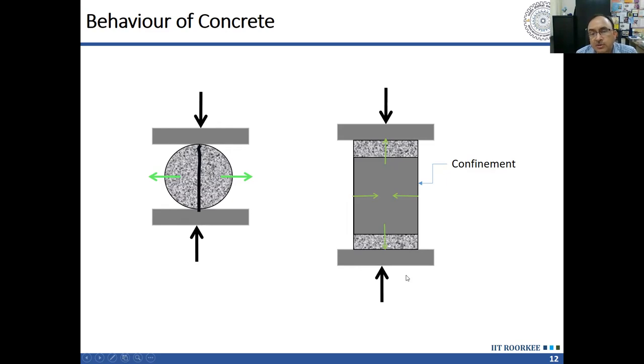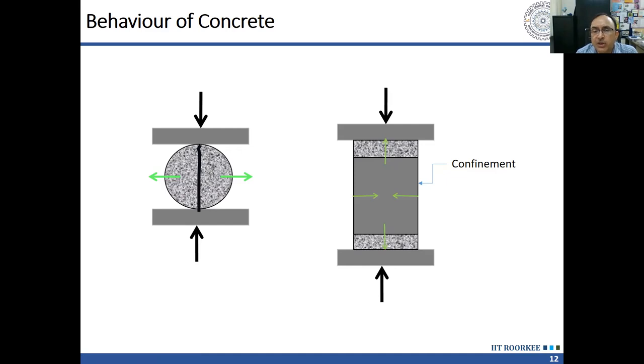This cube will not fail till this tube ruptures. Under the hoop tension, when the sleeve will rupture, it will fail. So here the concrete has changed from a uniaxial stress state to a triaxial stress state. And you know, if a material is subjected to a triaxial state, it does not fail.